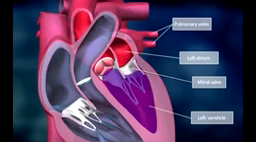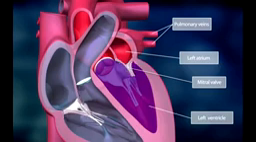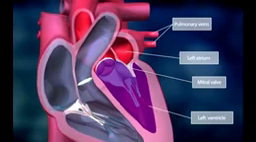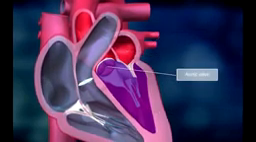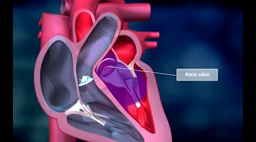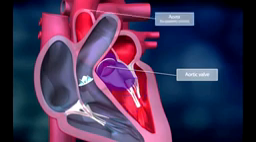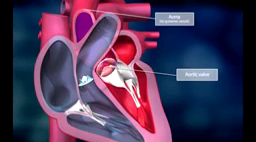As soon as the left ventricle is filled with blood, the mitral valve closes. This prevents blood from flowing back into the left atrium. Now the left ventricle contracts and the aortic valve opens. The oxygen-enriched blood flows into the aorta and is distributed to every organ in the body via the blood circulatory system.